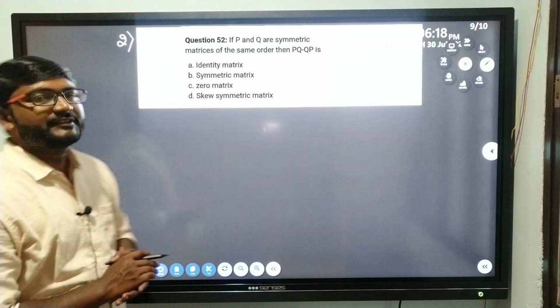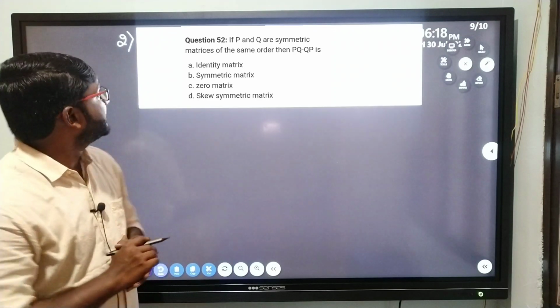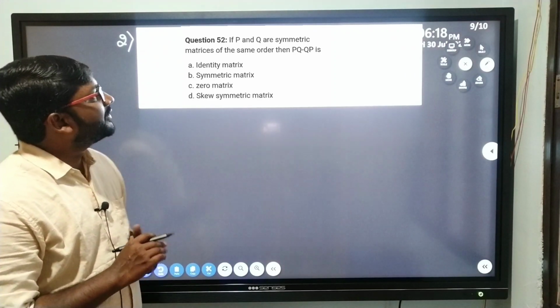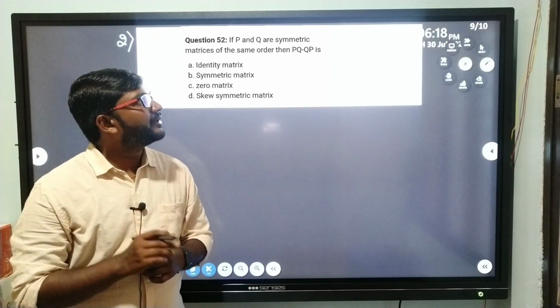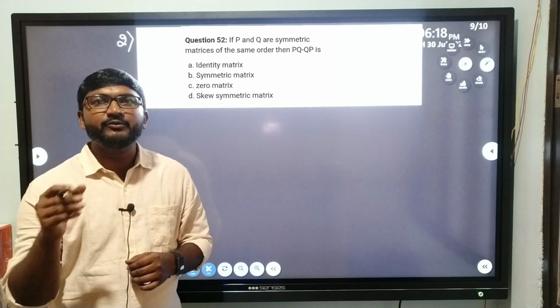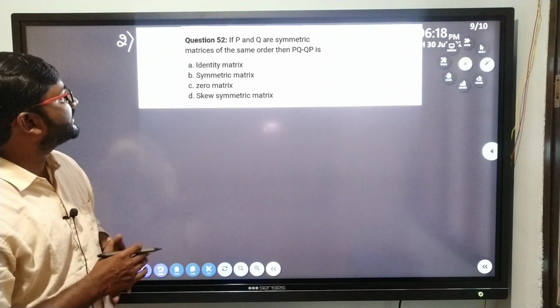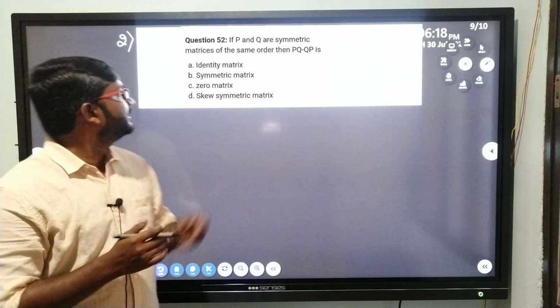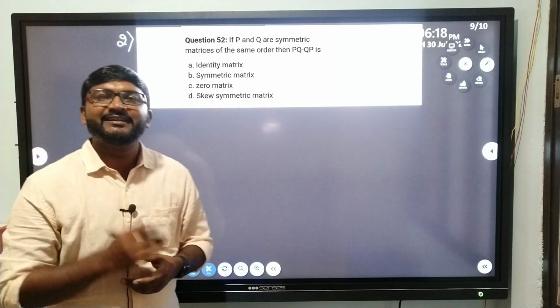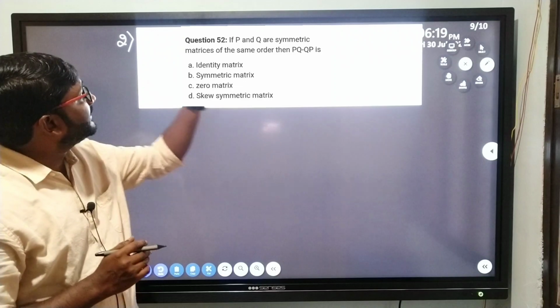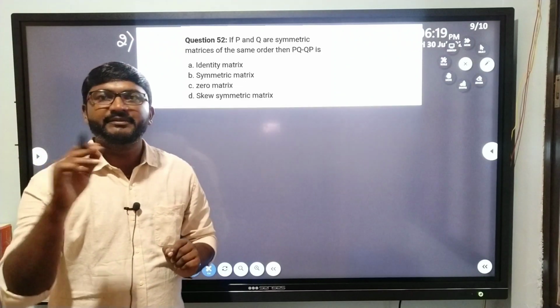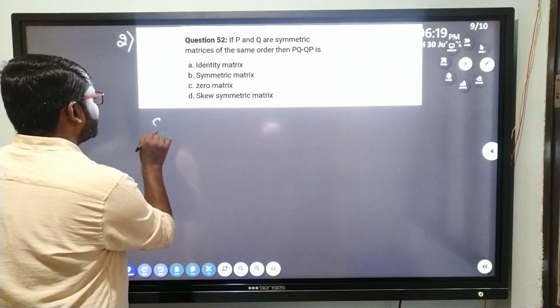Then let us go for the second one now. The second question is, if P and Q are symmetric matrices of the same order, then PQ minus QP is, and the 4 options are identity matrix, symmetric matrix, then zero matrix, then skew symmetric matrix. So here it has been given that P and Q are symmetric matrices of the same order. So I'll go for the given information.